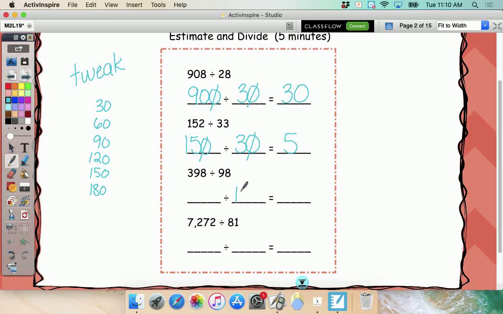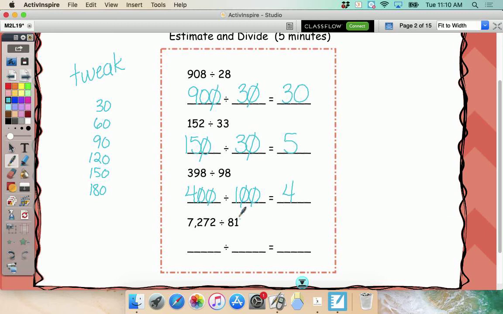98 rounds to 100. Can I round 398? Yeah, what's it round to? 400. So, is this going to divide evenly without a remainder? Okay. Now the last one. You're already looking at it, aren't you?